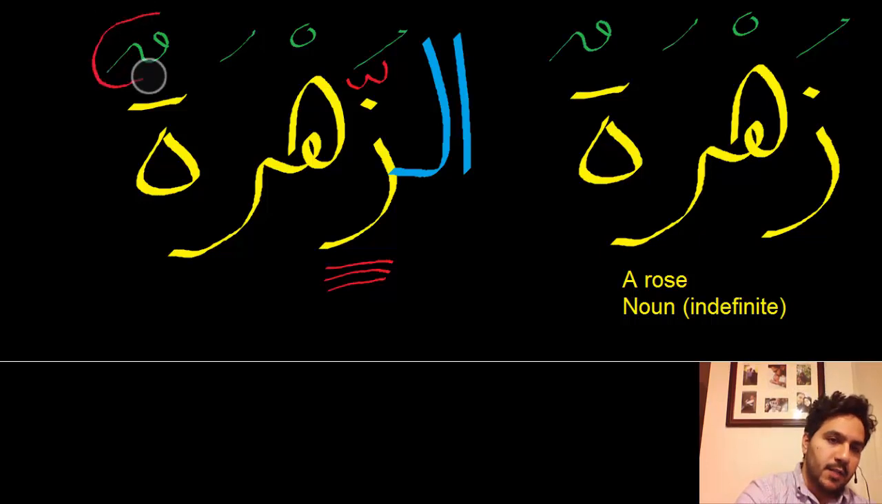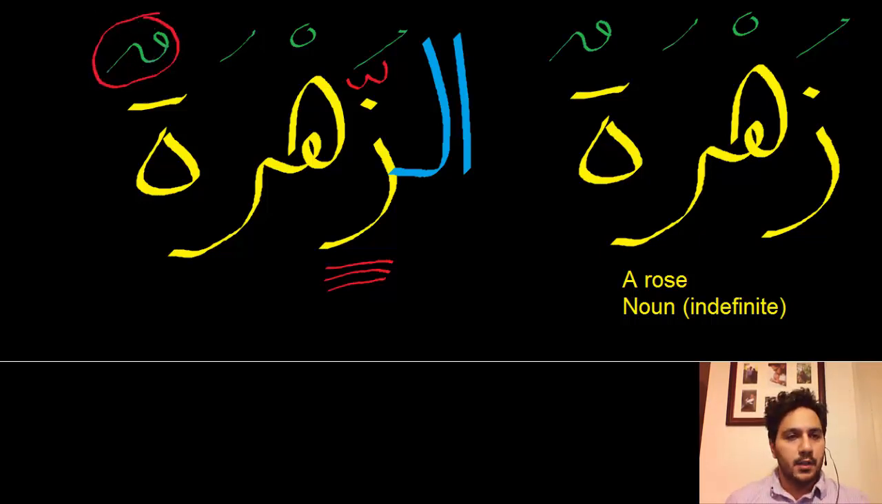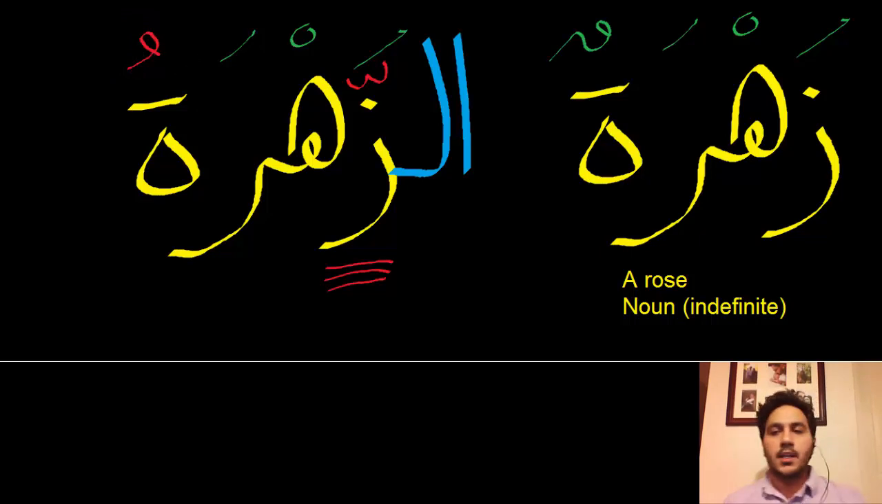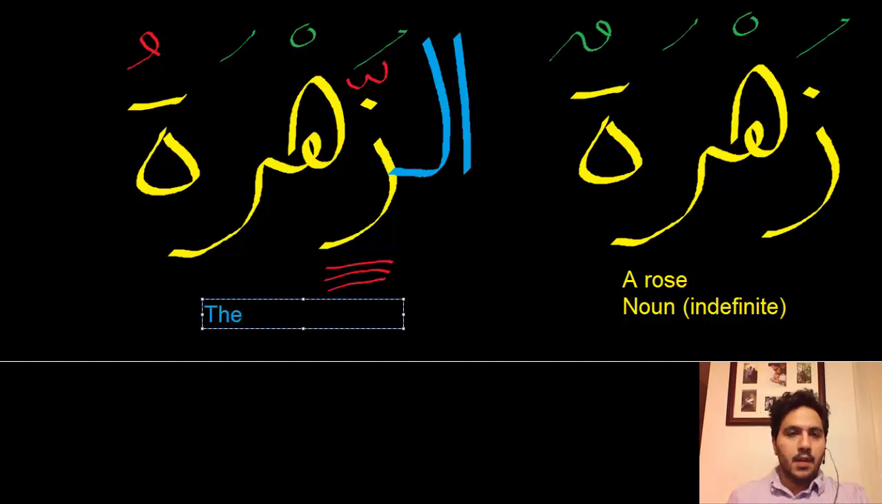Finally, like in all the other examples, we get rid of the tanween. Let's get rid of it. And what we're left with is just a little dhamma right there. So we went from Zahratun, a rose, to Az-Zahratu. I'm emphasizing the za right there because I have a shadda on it. In English, this would be the rose. Of course, it's still a noun, but it's definite now, no longer indefinite.